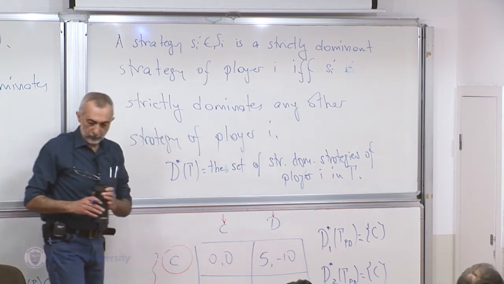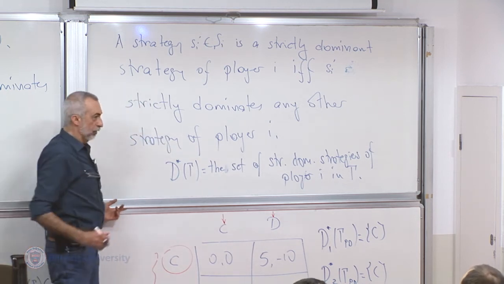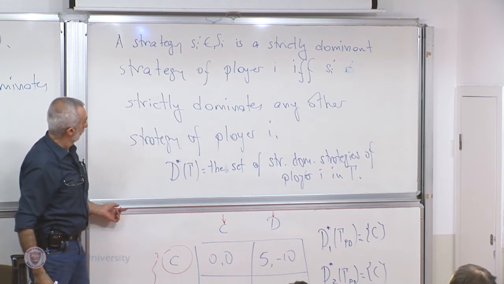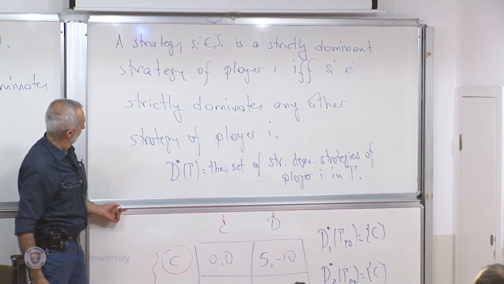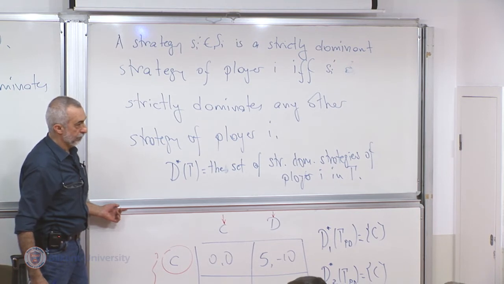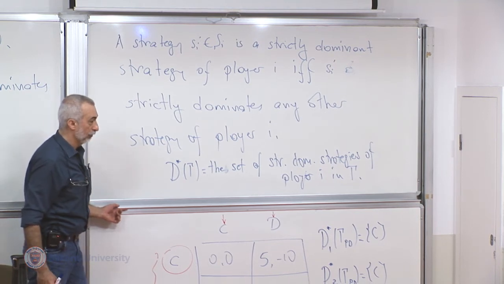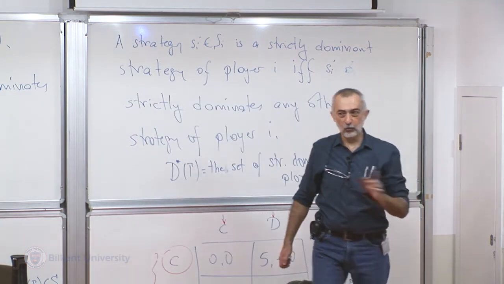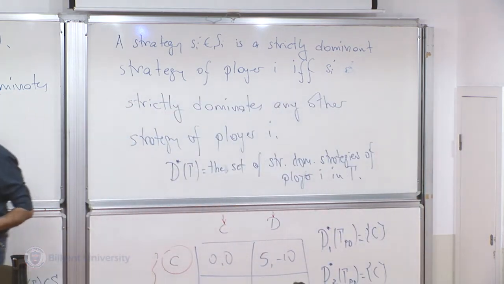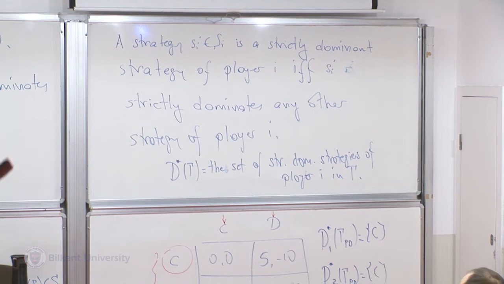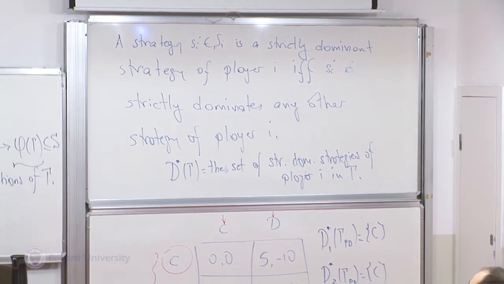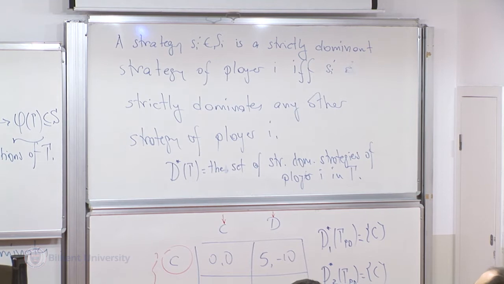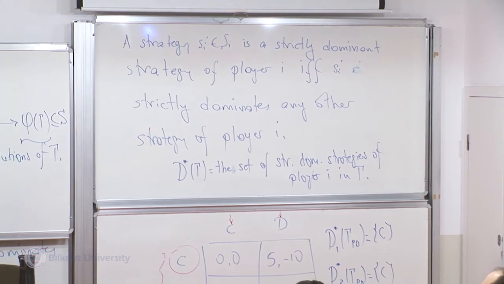So how can we have two strictly dominant strategies? Okay, good question. So how can we have more than one strictly dominant strategy? Actually, I'm glad that you brought that up. Actually, let me give one more definition, and then we'll come to that.